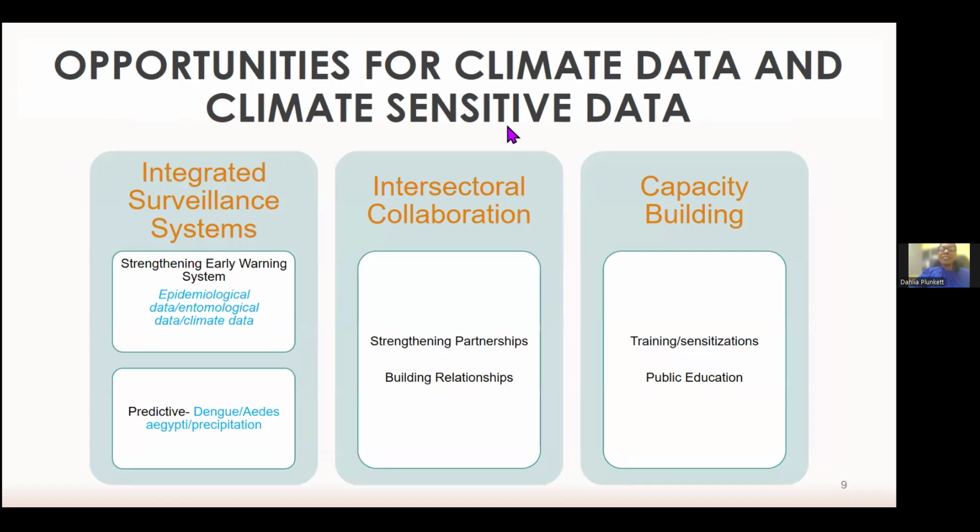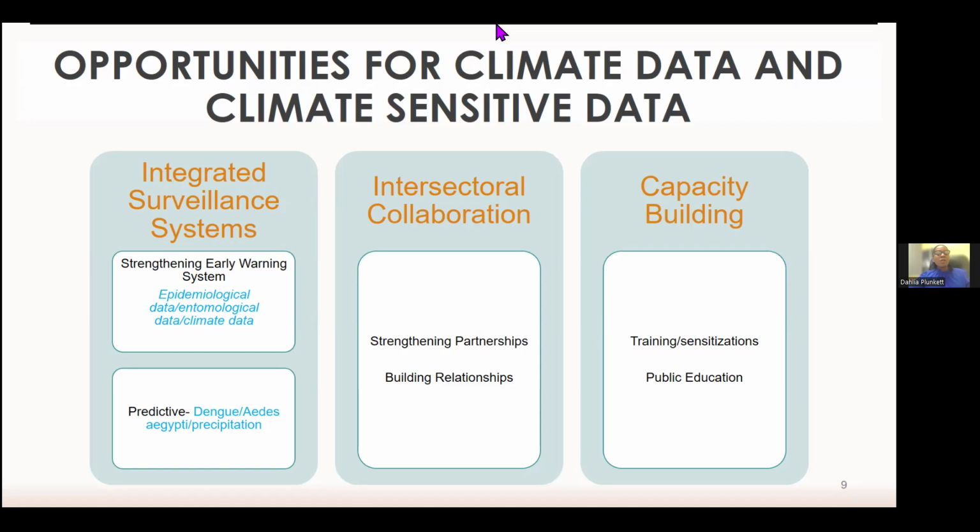So some opportunities for climate and climate sensitive data, just to name a few. Integrated surveillance systems, there's opportunity for more of that. And we saw some of our earlier presenters who spoke on some of the activities that have been occurring where this particular opportunity is actually being capitalized on.